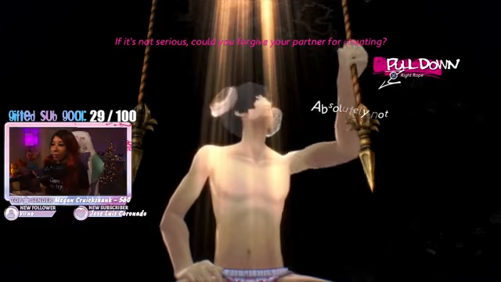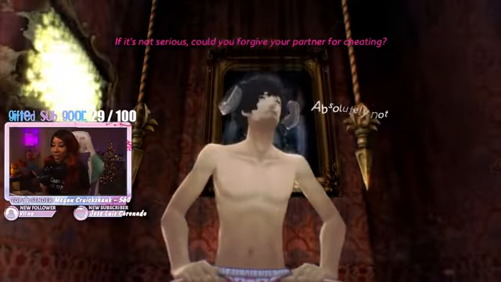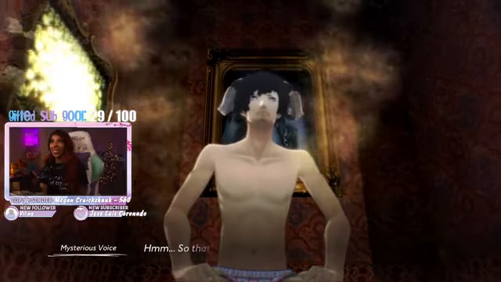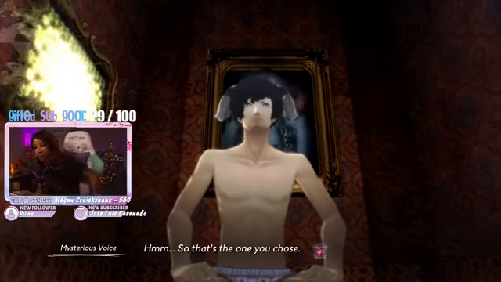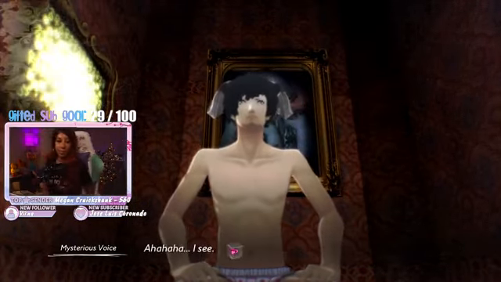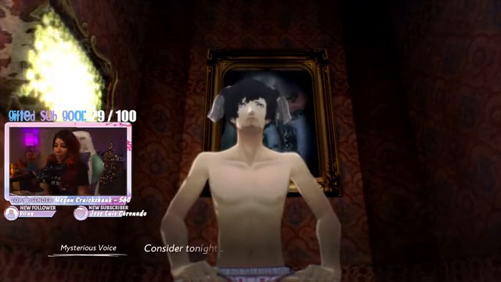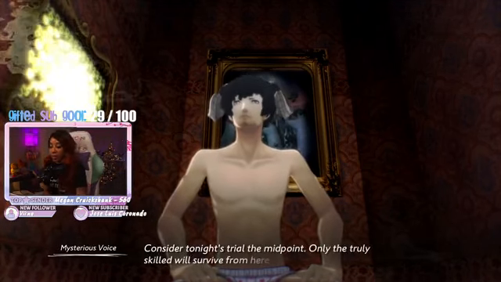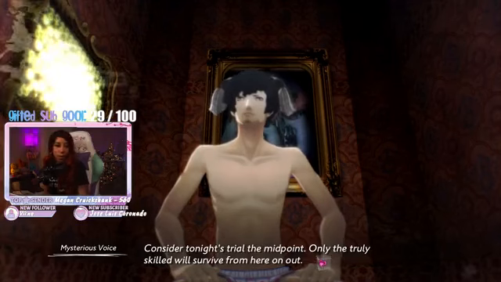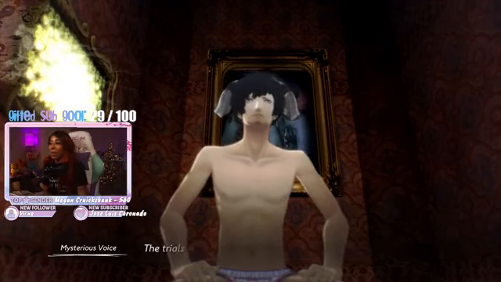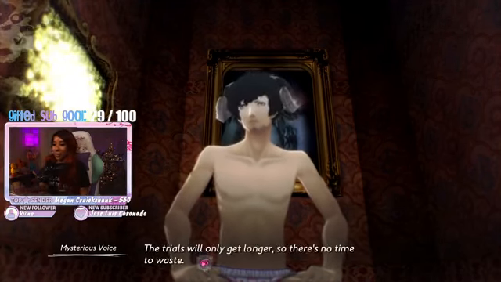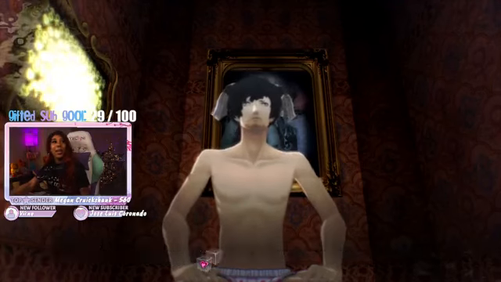Here we go. Get closer to the blue. Let's get it. So that's the one you chose. I see. Consider tonight's trial the midpoint. Only the truly skilled. Oh my god. So there's no time to. How do they get longer?